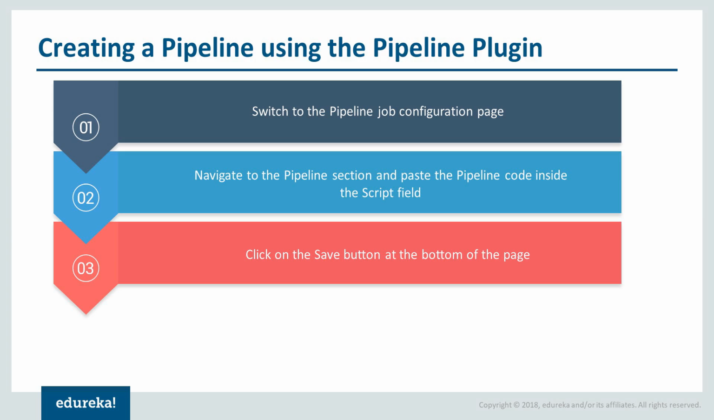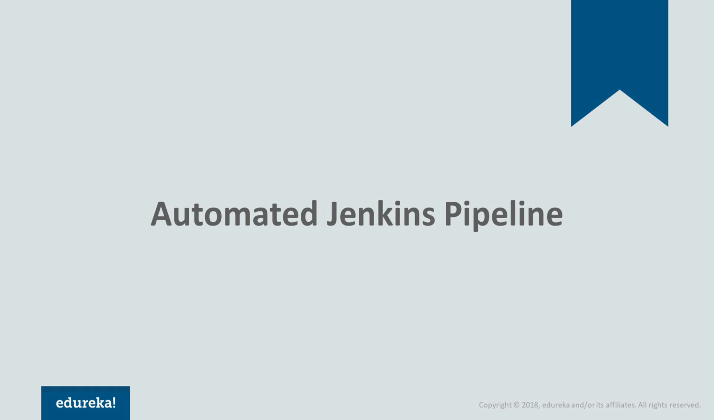Now, creating a pipeline using the pipeline plugin. You switch to the pipeline job configuration page. Then you navigate to the pipeline section and paste the pipeline code inside the script field. And then you click the save button at the bottom of the page. That's how easy and simple it is to work with. So all this while we were talking about a simple Jenkins pipeline, a CI/CD pipeline having maybe 5, 10, 20, whatever number of steps.